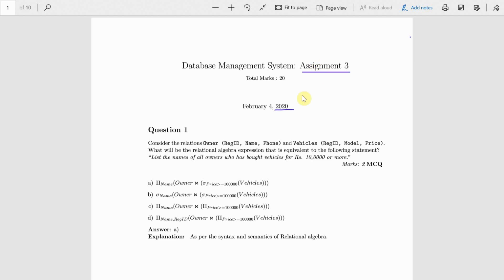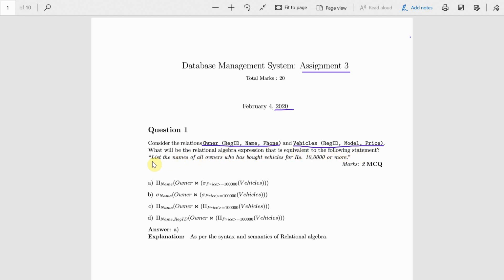Coming to the first question, consider the relation owner. A table is given, owner, with registration ID, name and phone number, and one more table is given, vehicle, with registration ID, model and price. What will be the relational algebra expression that is equivalent to the following statement is the question.